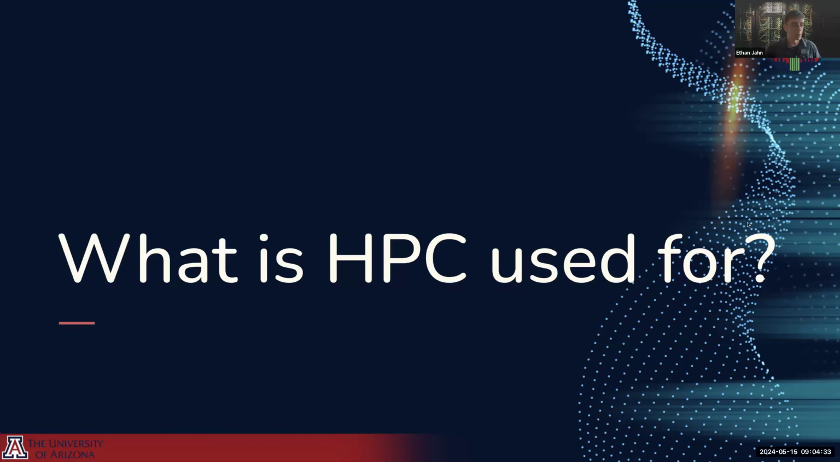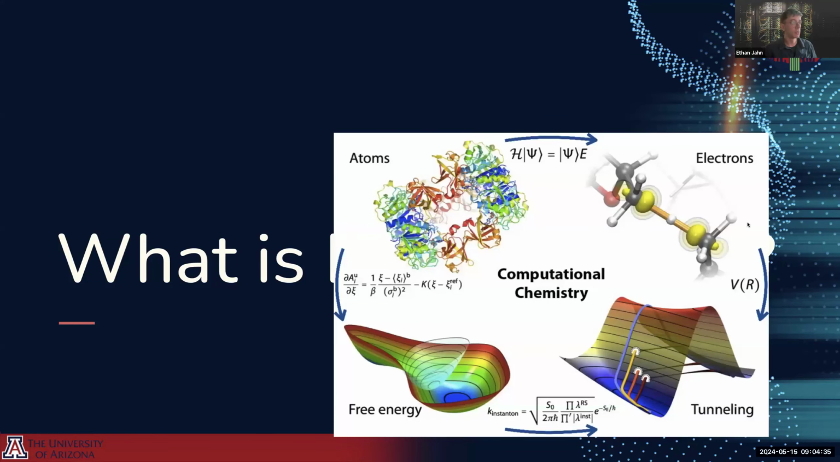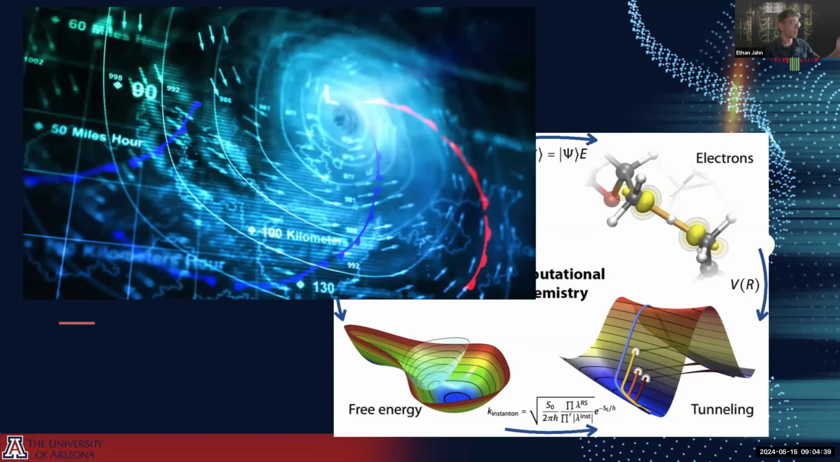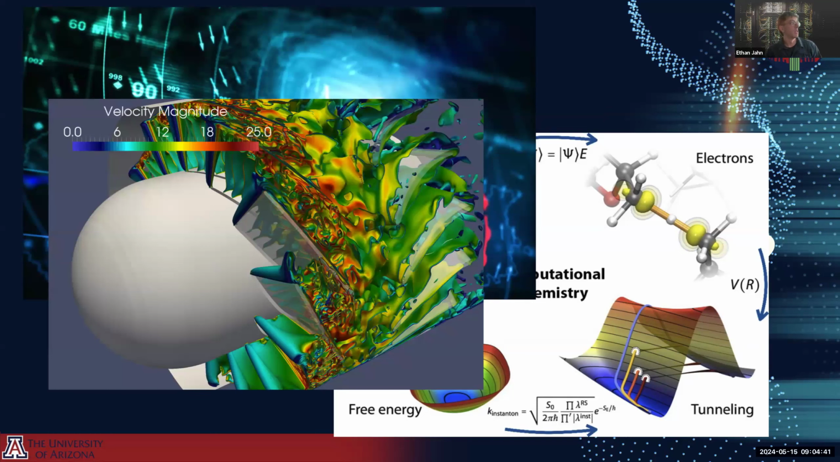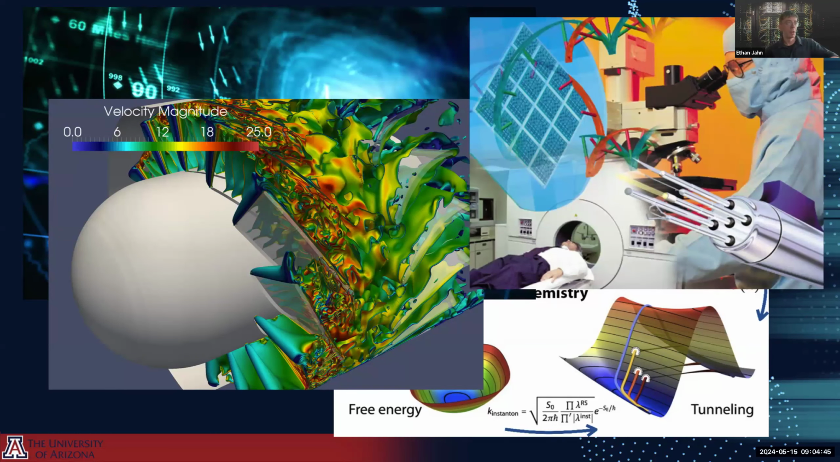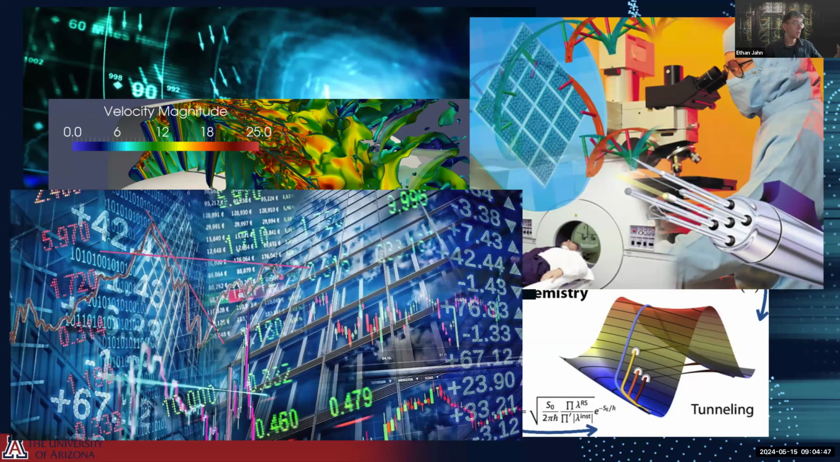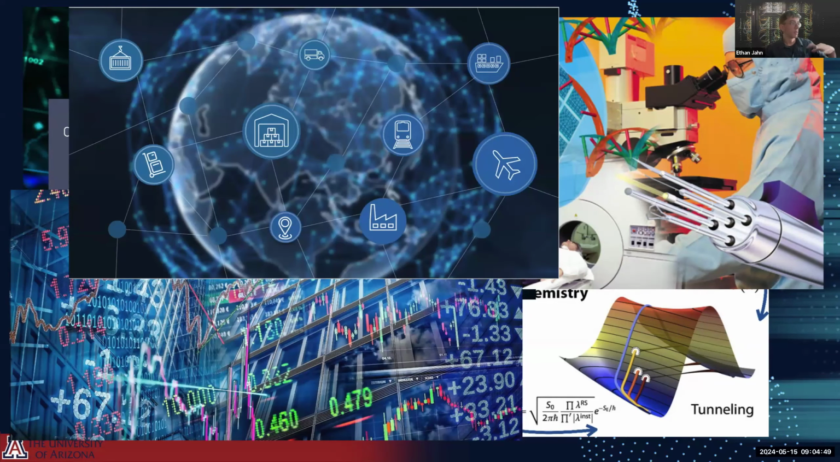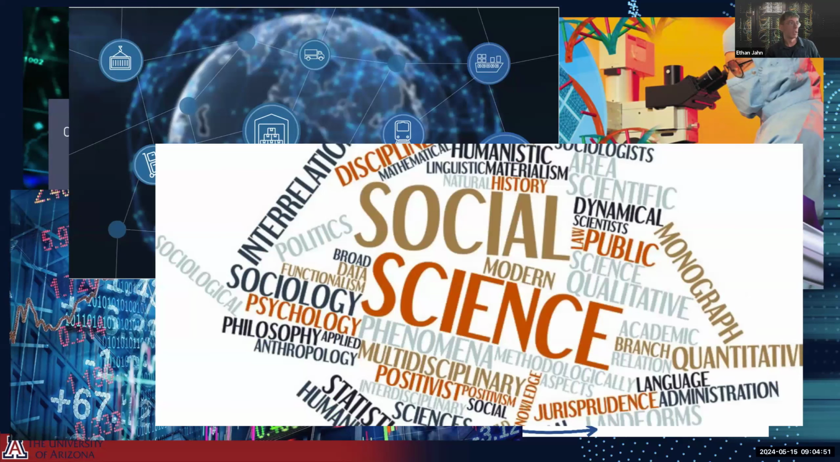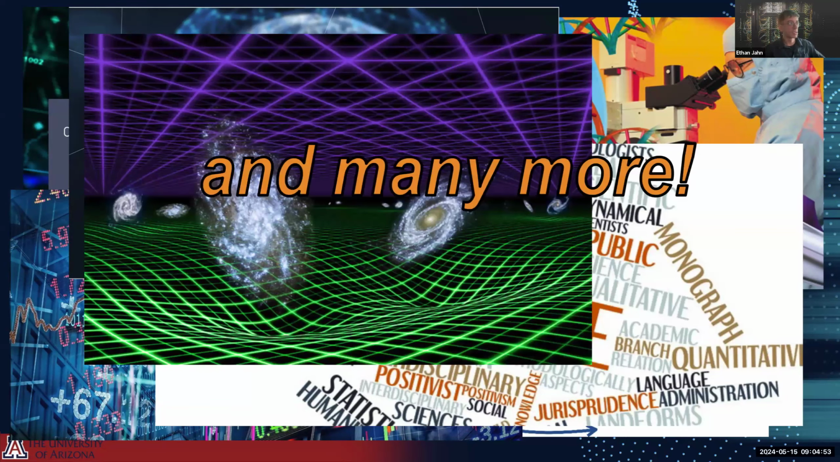So what is HPC used for? HPC is used for a number of different things, such as computational chemistry, weather predicting and climate modeling, technology development, biomedical engineering, quantitative finance, logistics, social science, astrophysics, which is my background, and so much more.